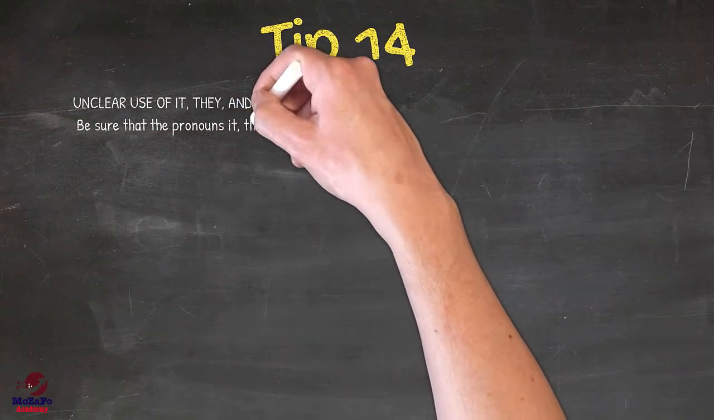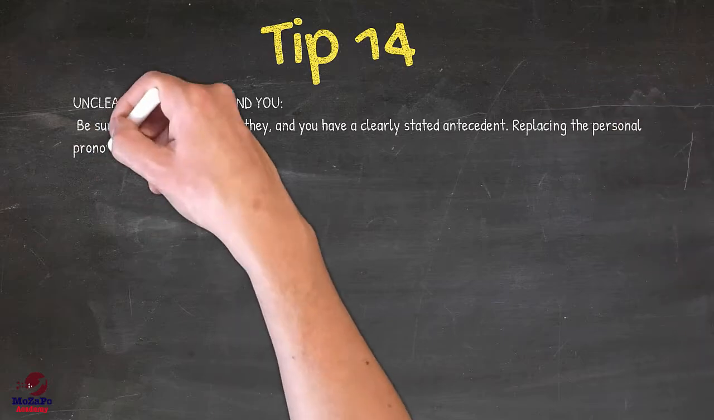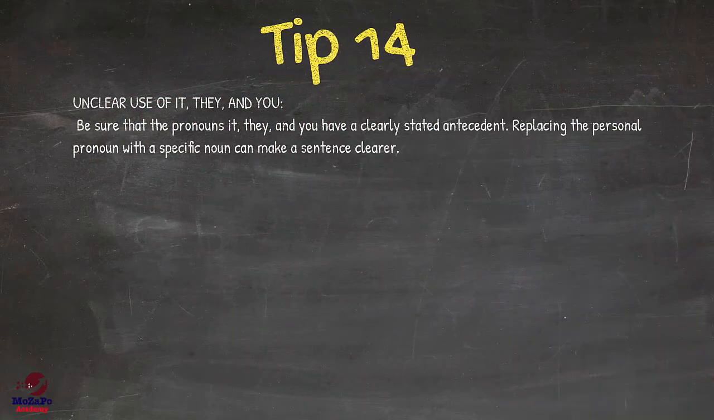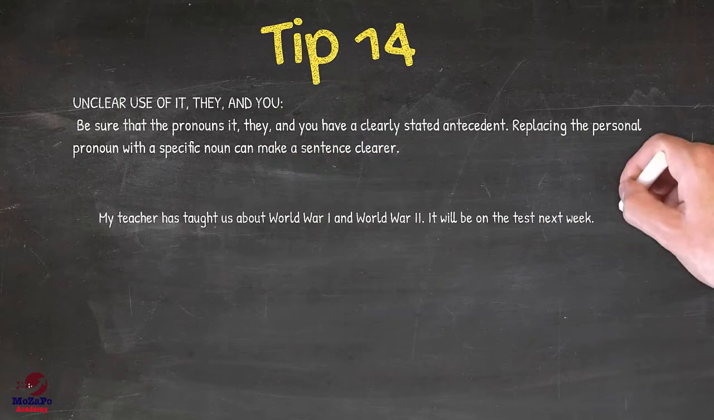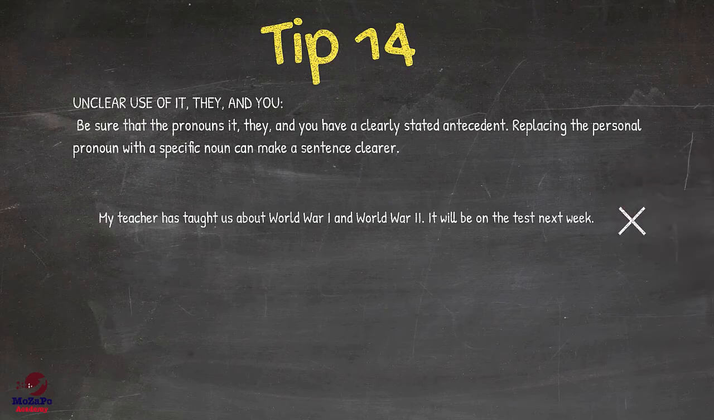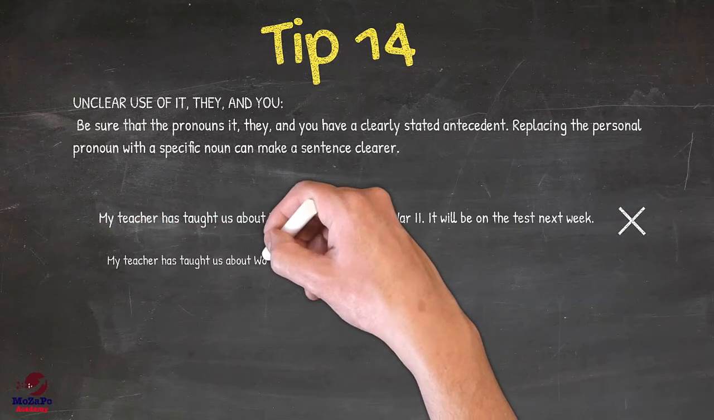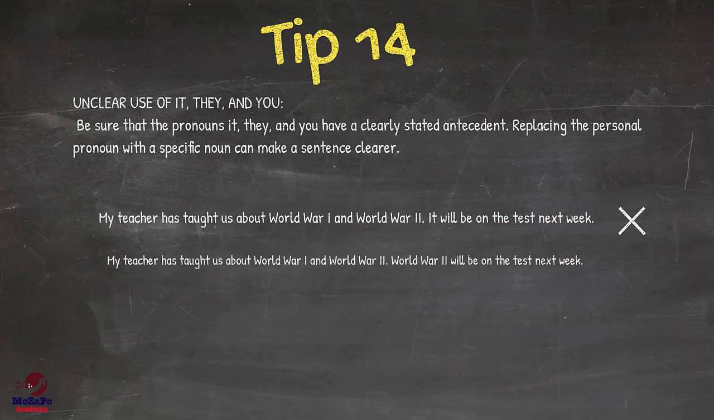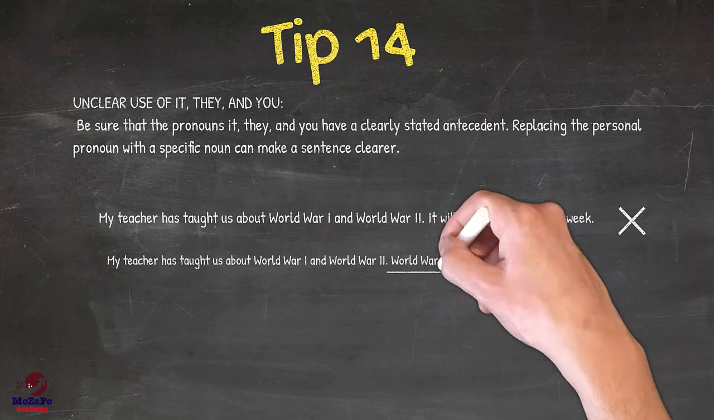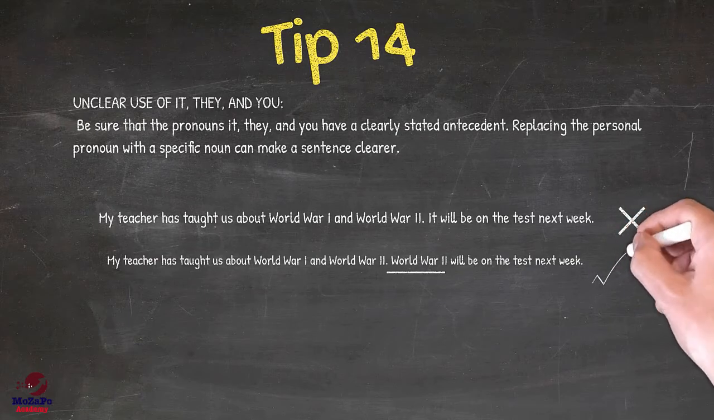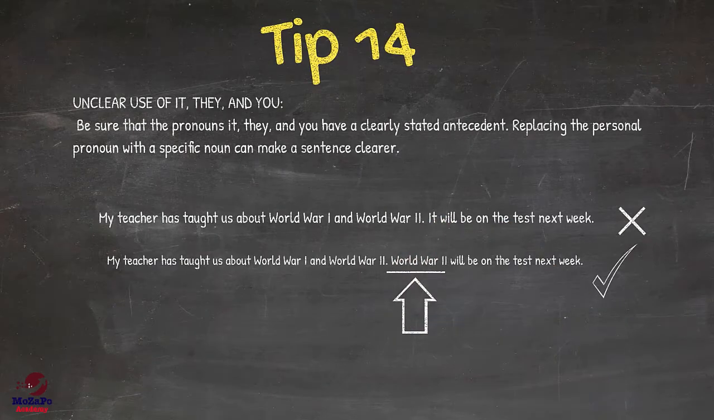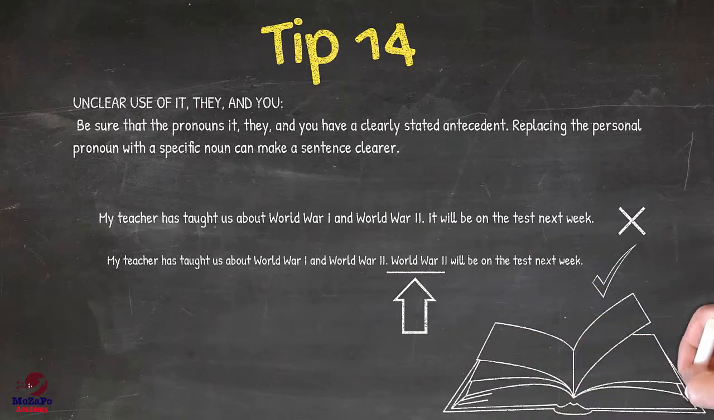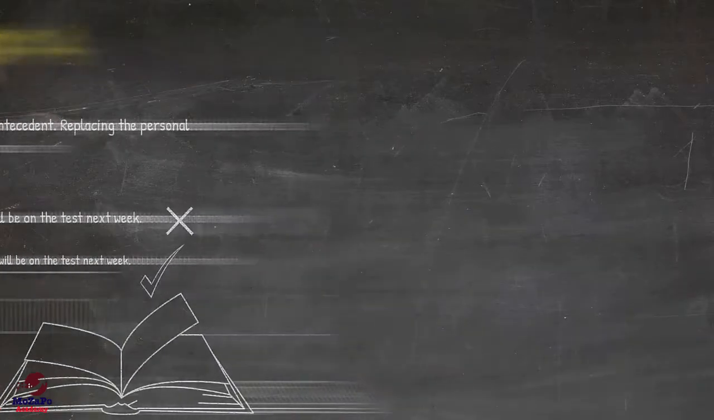Next tip. Unclear use of it, they, and you. Be sure that the pronouns it, they, and you have a clearly stated antecedent. Replacing the personal pronoun with a specific noun can make a sentence clearer. For example, if you pay attention to the first sentence, we have, it will be on the blah blah blah. This it is not clear, what do we refer to, but in the second sentence it is clear. So always make sure that these pronouns are clear in your sentences and they have clear meaning.